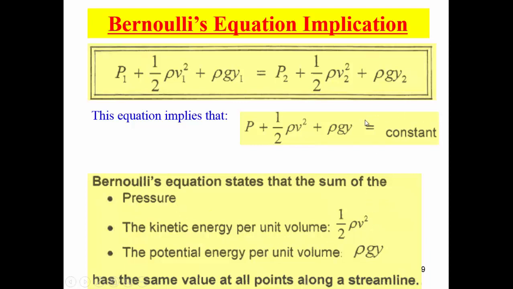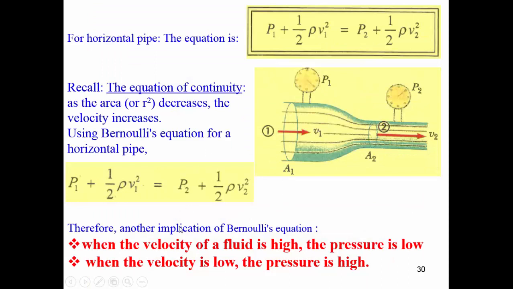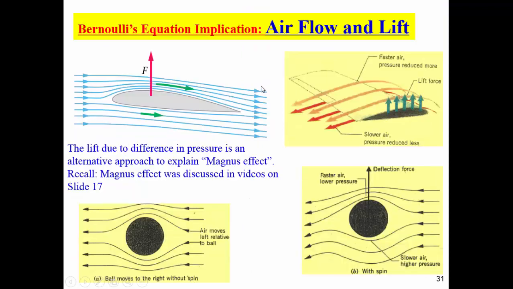This is an important implication, and this will bring us to those two final conclusions, which are very important. When the velocity of a fluid is high, the pressure will be low. So increasing the velocity will decrease the pressure. And vice versa, when the velocity is low, the pressure will go up, will be high. This has very important implications in airflow and lift.